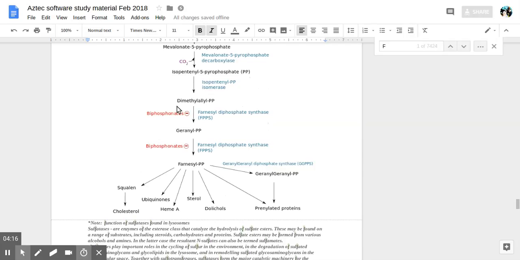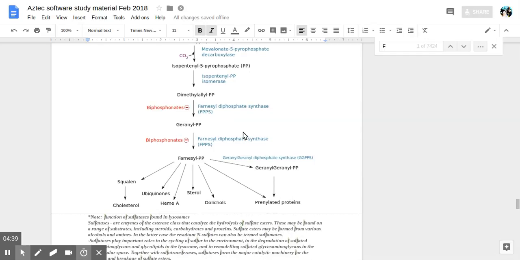So you have the dimethylallyl PP made, geranyl PP, farnesyl PP, from which you get squalene, which yields cholesterol, as well as ubiquinones, heme, sterol, dolichols, geranyl PP, prenylated proteins.